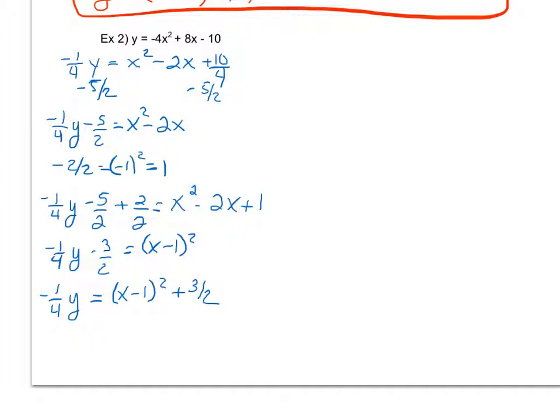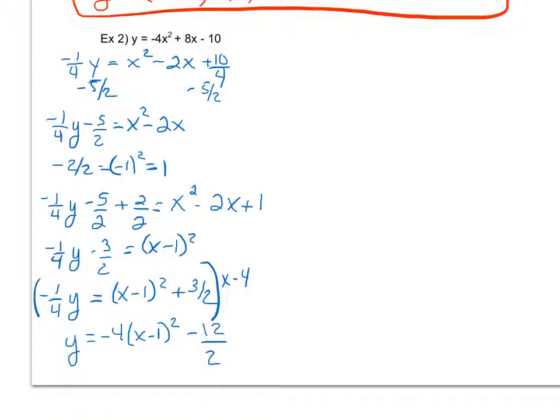And then in vertex form, it is y equals a times x minus h squared plus k. So I'm going to multiply by negative 4 to undo that. So I'll multiply everything by negative 4. So negative 4 times negative 1/4 is going to leave me with just y equals negative 4 times my first term, x minus 1 squared. Negative 4 times 3 over 2 is going to give me negative 12 over 2.